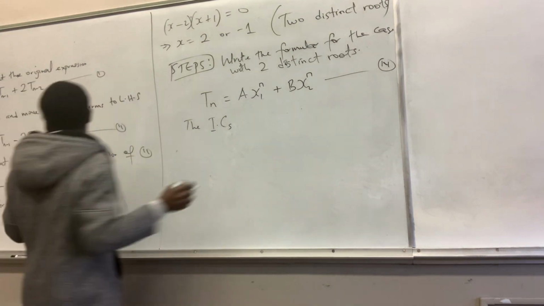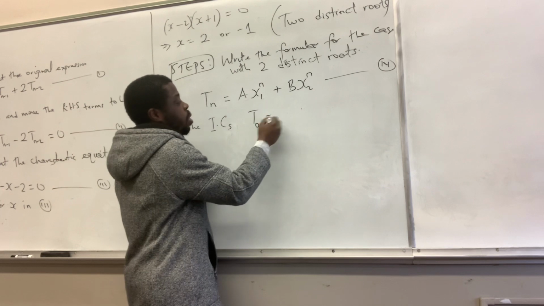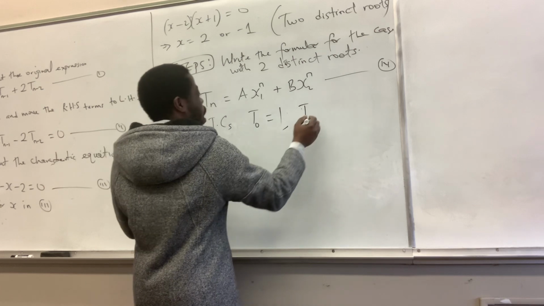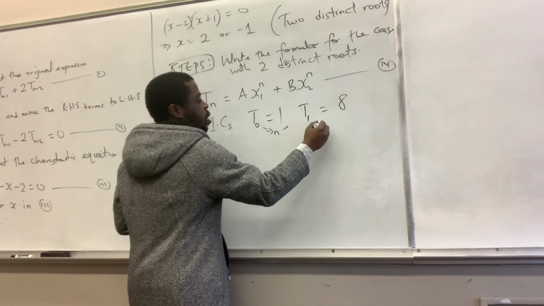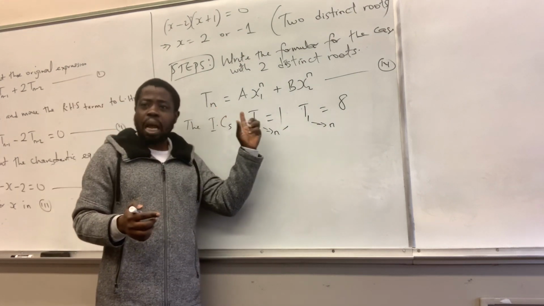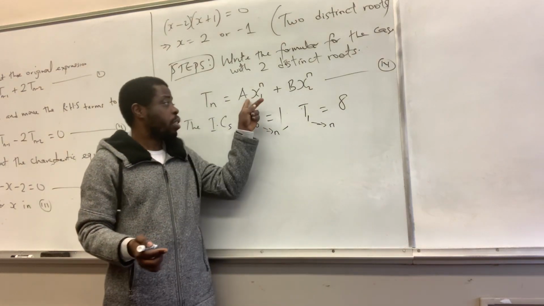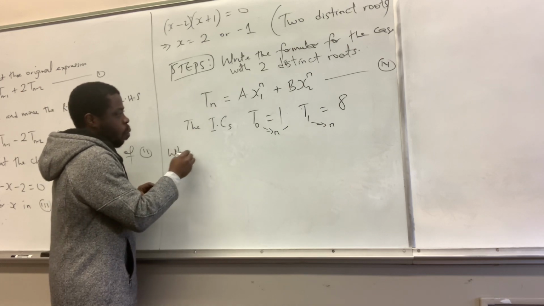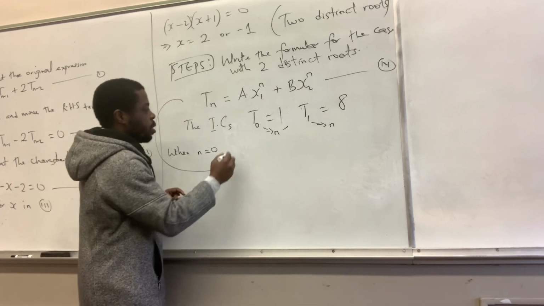So the IC is what? When n is 0, the solution is 1. When n is 1, the solution is 8. So we have two cases now. We are going to set up simultaneous equations using these two initial conditions, one for each. Now, when n equals 0, just write this out.